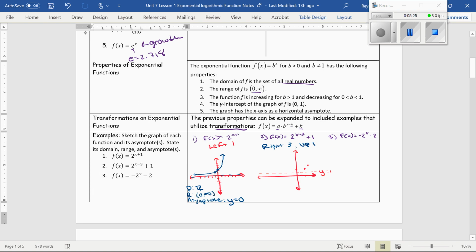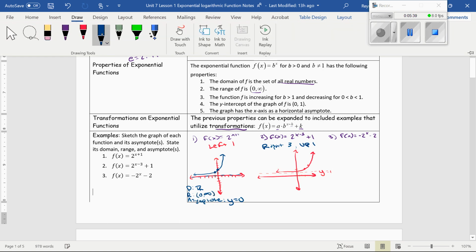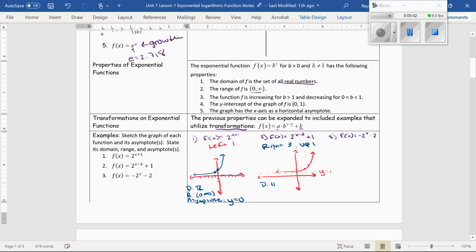So like maybe plug in 3 because that makes that 0. And you can see 2 to 0 is 1 plus 1 is 2. So that's where we get this point here. So this line goes this way. Your domain is still all real numbers. Your range is still 0, or excuse me, this time it's 1 to infinity because we shifted up 1.